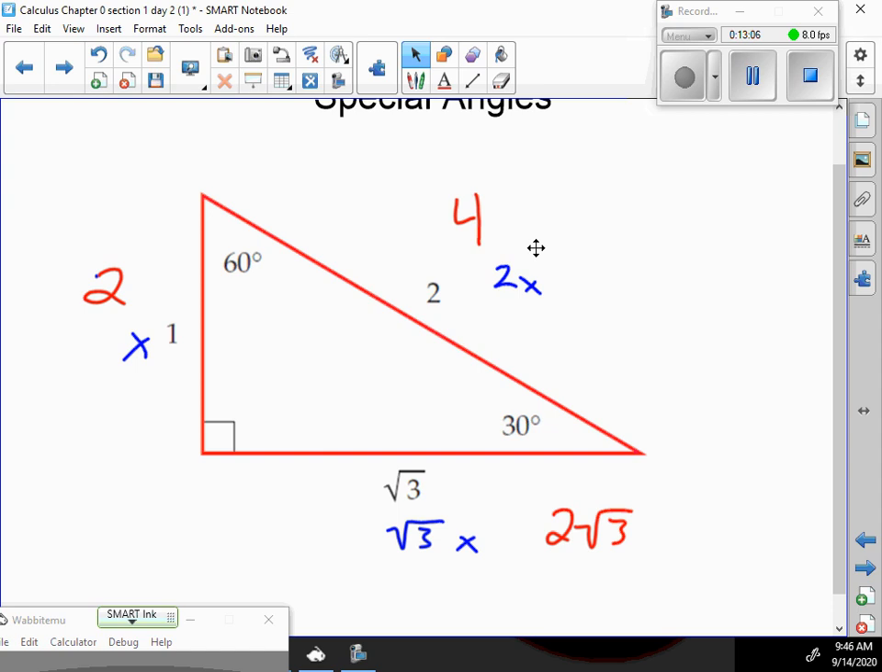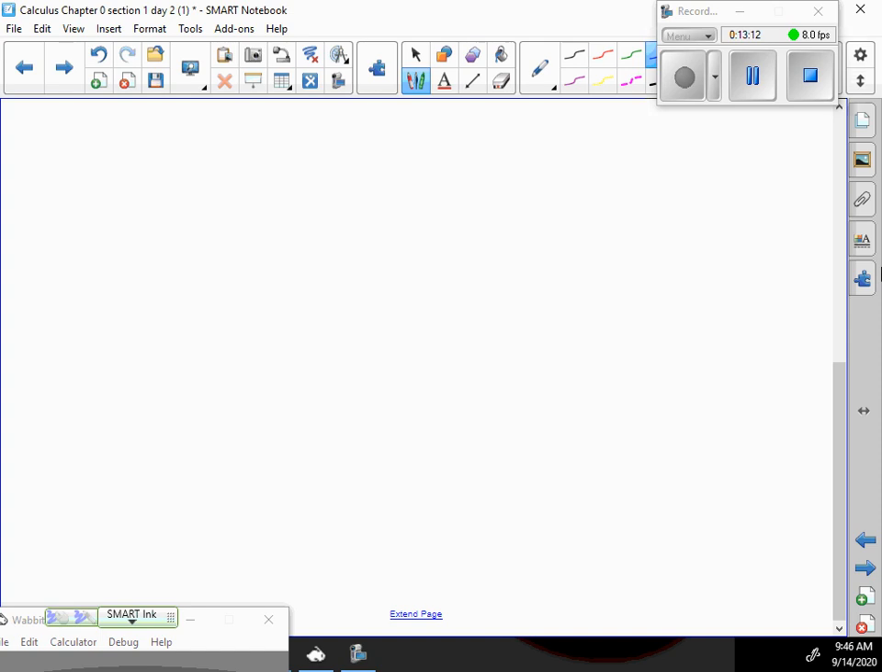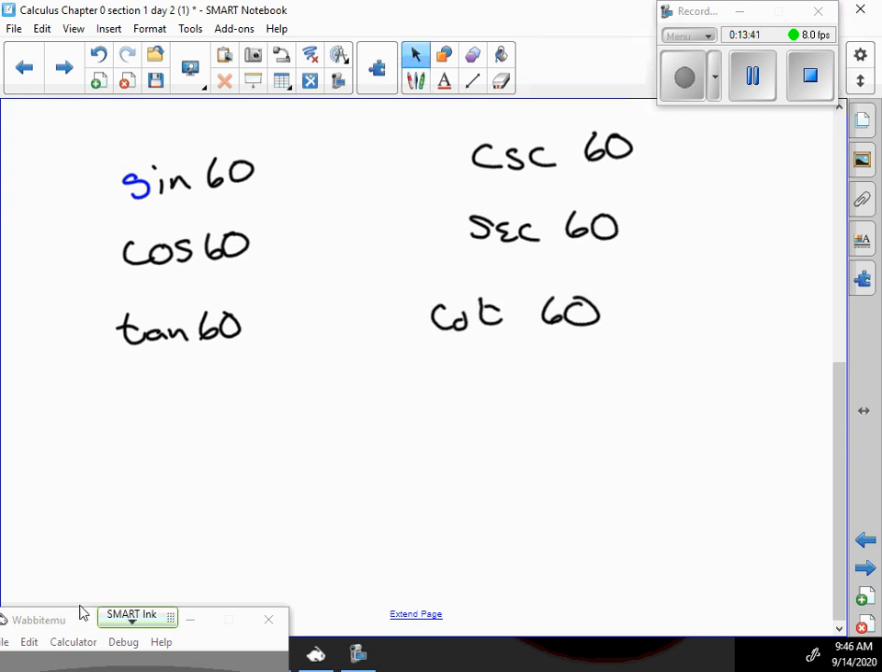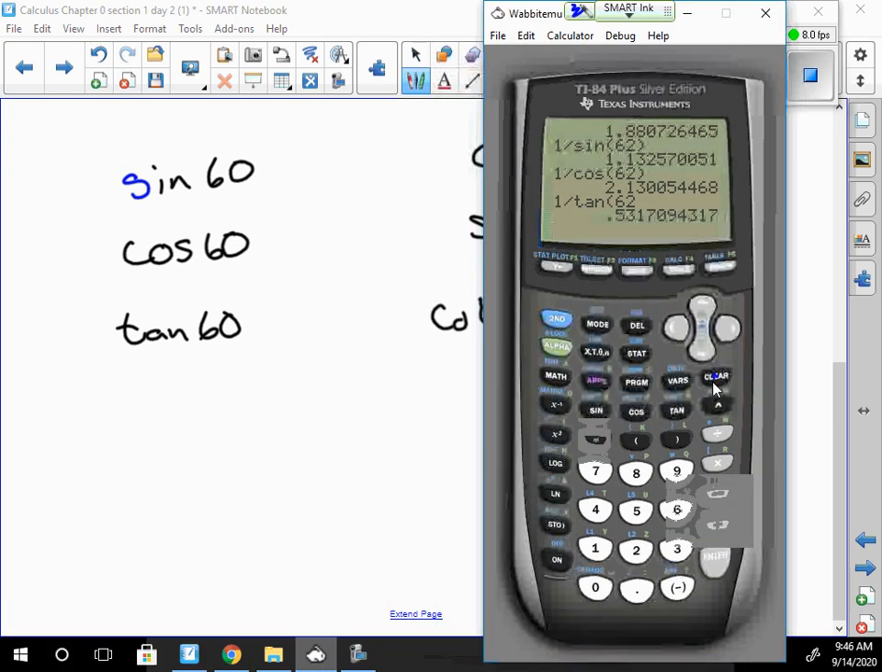If we go through our mixes of these, where we go through our 6 trig functions, I can do sine of 60, cosine 60, tangent 60, then cosecant 60, secant 60, and cotan 60. Instead of actually using the triangle now, I'm going to punch these values in.